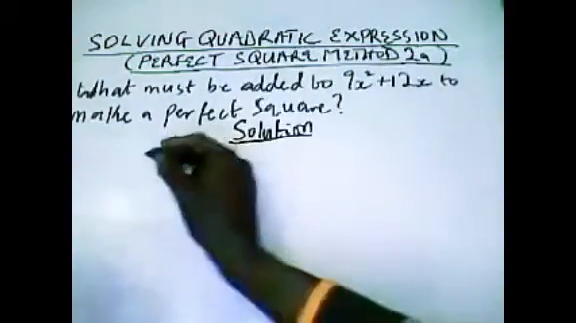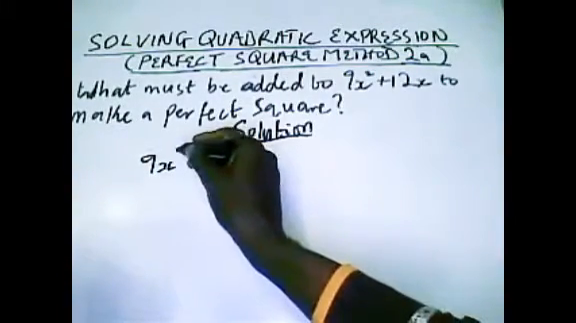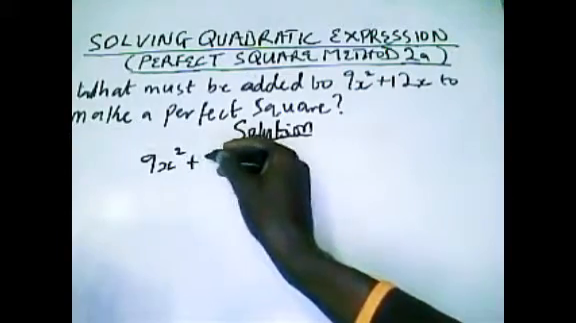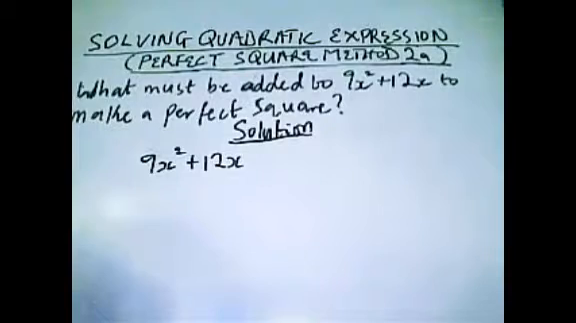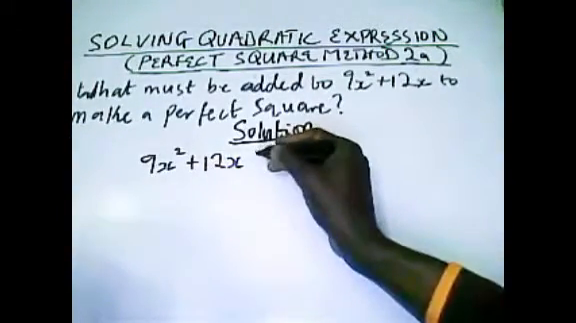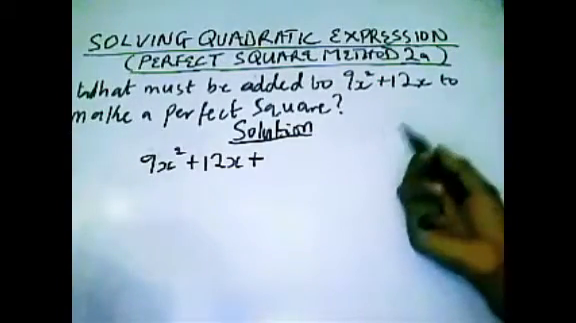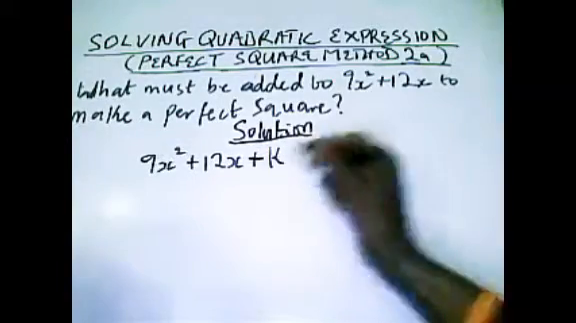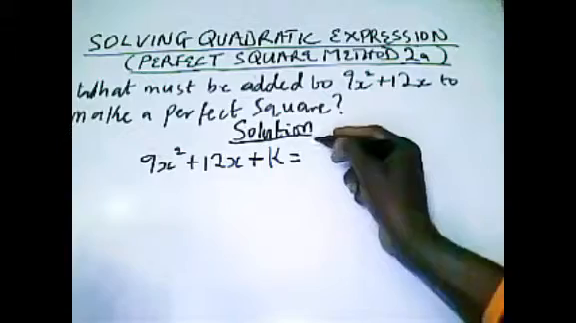First of all, we write out the expression. In the expression we have 9x squared plus 12x. Now the question here says, what must be added to 9x squared plus 12x to make a perfect square? So if you observe, we're having those two terms and we are to add a third term. We do not know what the third term is, so let's call it k. So k must be added to make it a perfect square.